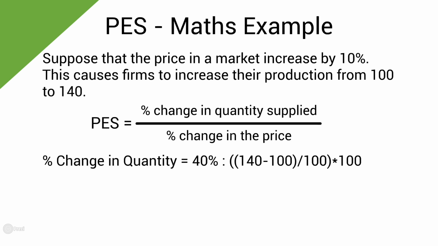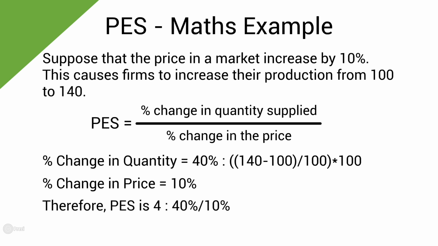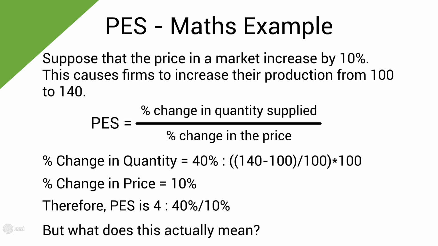We get this figure from doing 140, which is the new quantity, minus the original quantity, which is 100. Then we divide it by the original quantity, which is 100, and multiply by 100. This gives us a value of 40%. The percentage change in the price is given in the question, and that is 10%. Therefore, price elasticity of supply is 4, because we do 40% divided by 10%, which gives you 4. But what does this value actually mean?